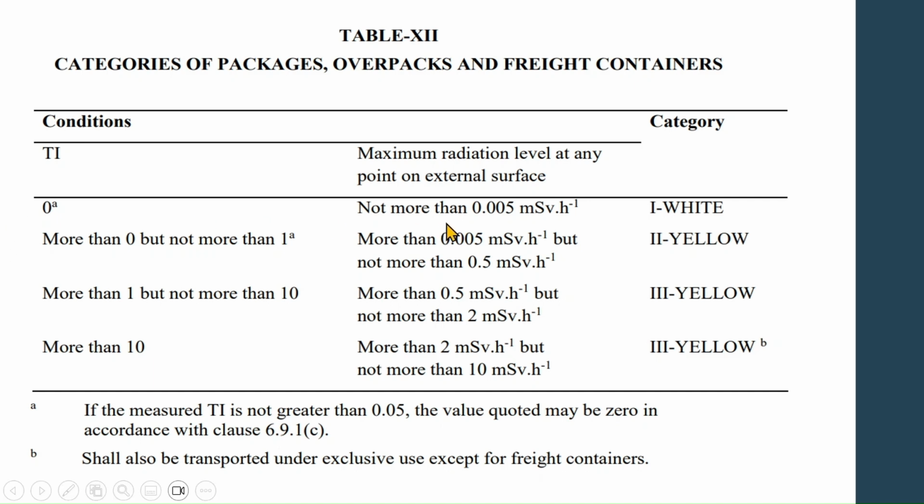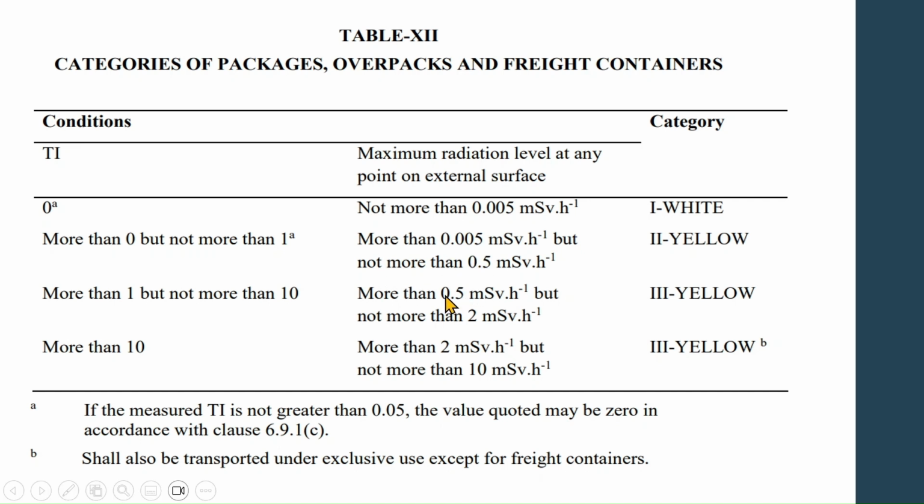One thing to note in this is, suppose a question comes in which you are told that TI is 1 and the maximum radiation level at any point on the external surface is 0.5 millisievert per hour, then in which category will you include it, yellow 2 or yellow 3?